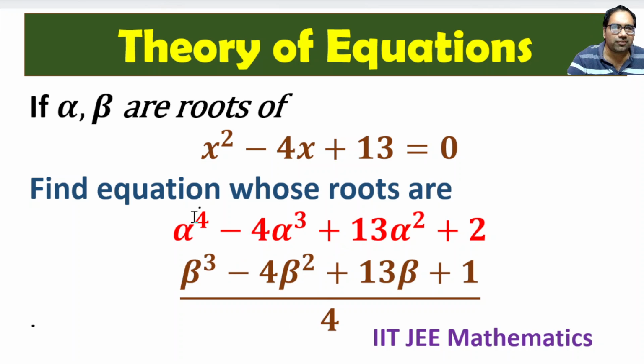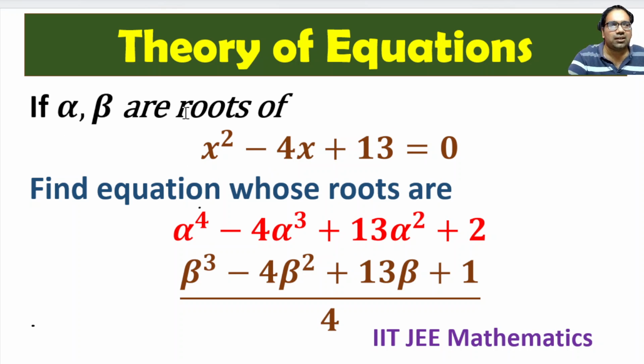Okay. Basically, what we can see is if we take α² common from these three, we will be left with α² − 4α + 13. Here, if we take β common, then we'll be left with β² − 4β + 13. So there is something related between this equation and this equation.